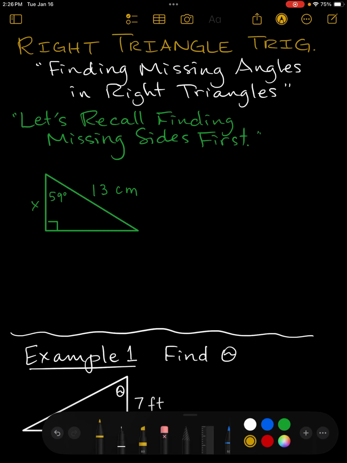Today we're going to continue our work with right triangle trig. Today we'll be finding missing angles in right triangles.